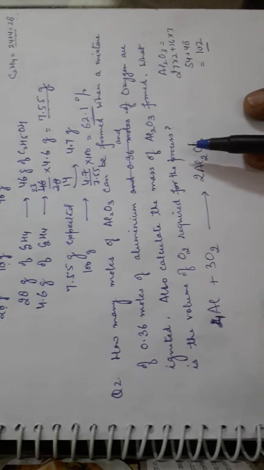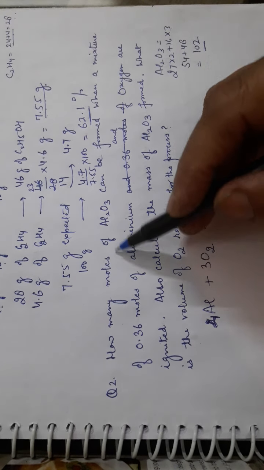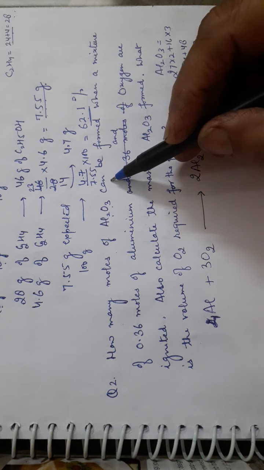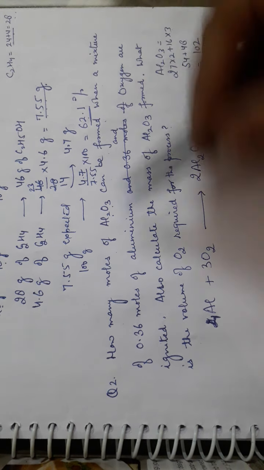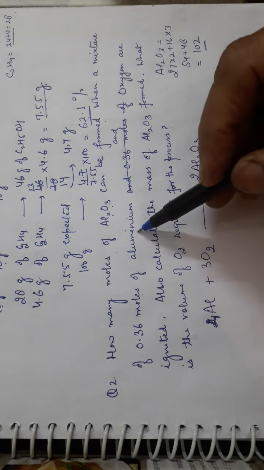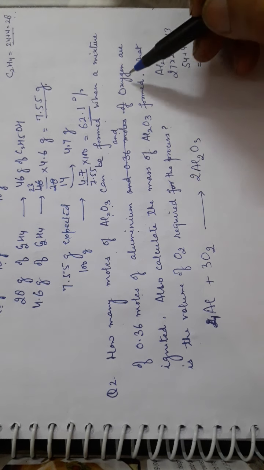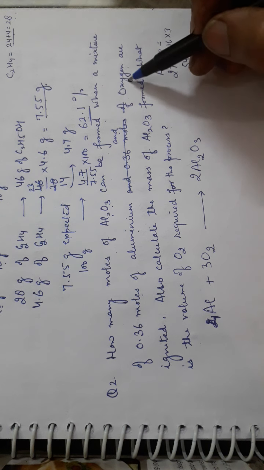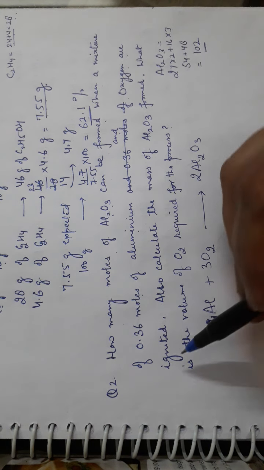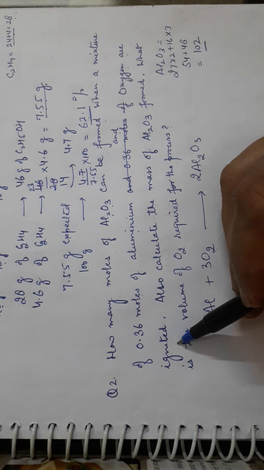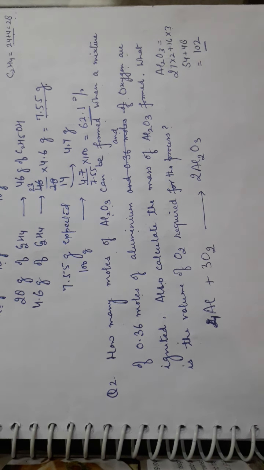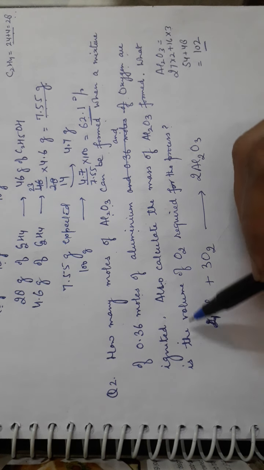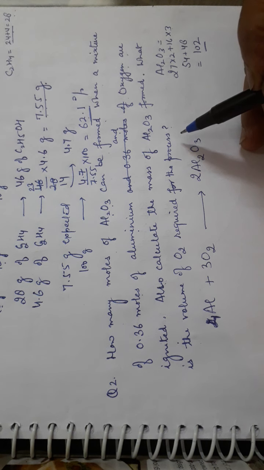One more question I am taking. How many moles of alumina, Al2O3, aluminium oxide, can be formed when a mixture of 0.36 moles of aluminium and oxygen are ignited? The mass of oxygen is not given, moles of oxygen is not given. Ignited means completely burnt. Also calculate the mass of alumina formed. What is the volume of oxygen required for the process?